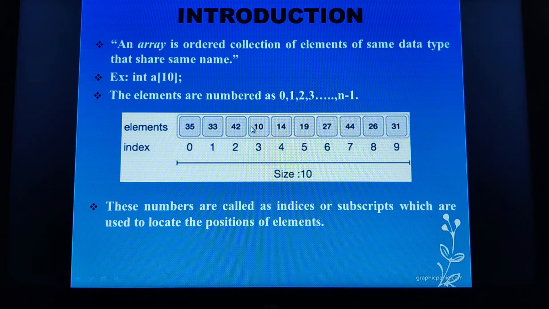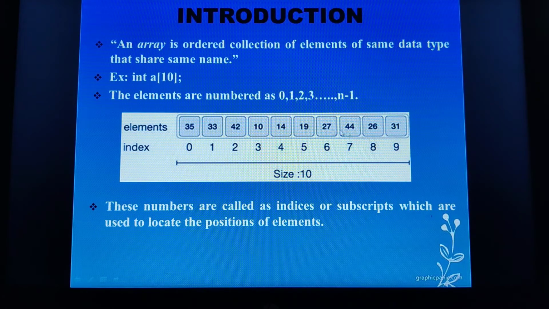Isn't it? If your subscript is starting from 1, then it will be iterating up to the nth position. If your subscript or index is starting from 0, definitely it will end with n minus 1. I hope you are able to understand. So therefore, I can say an array is the ordered collection of elements of the same data type under the same name, or that share the same name. Both are the same. For example, int a of 10.